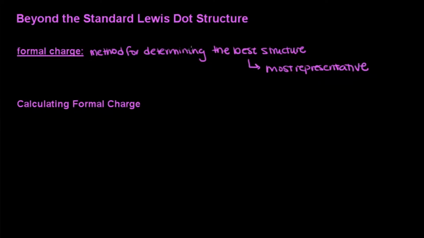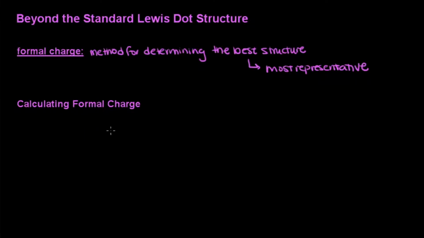Now this is only going to come into play when you have options for what your potential Lewis dot structure could be. So based on those rules that we learned for drawing Lewis dot diagrams, sometimes you will arrive at an option for more than one way to draw the structure. And so the question is, which of those structures is best or most representative of that particular molecule? So let's do an example and calculate formal charge as we go.